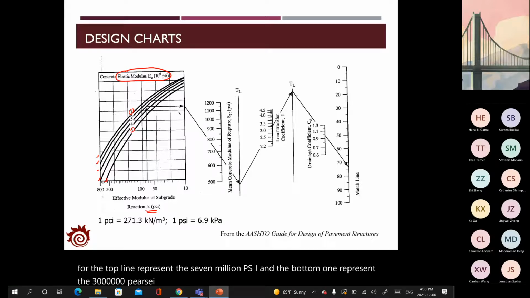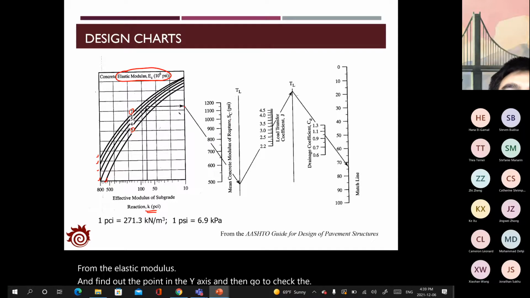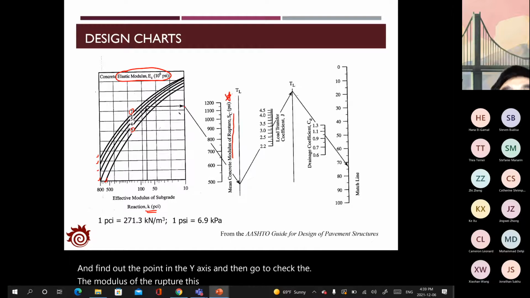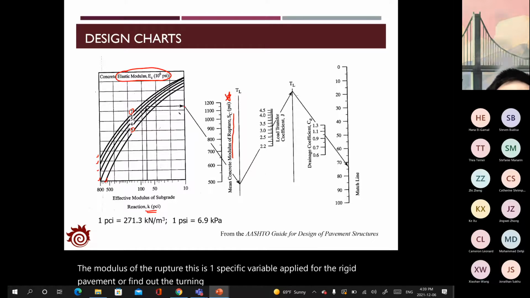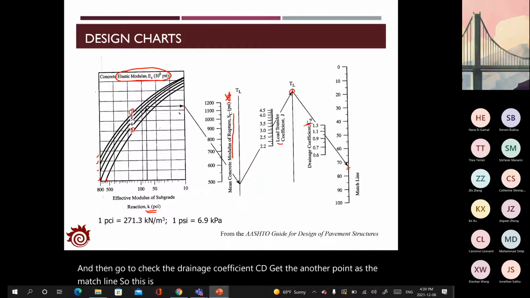Then, based on the value you calculated for K, you can select a line from the elastic modulus, find the point on the y-axis, and then go to check the modulus of rupture. This is one specific variable applied for rigid pavement. Find the turning point, then go to the load transfer coefficient, find another turning point, and then go to check the drainage coefficient, CD, to get another point as the match line. So this is the first part, the first point you're going to do.